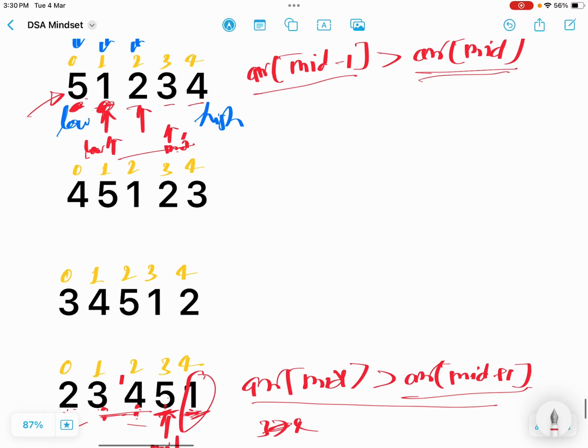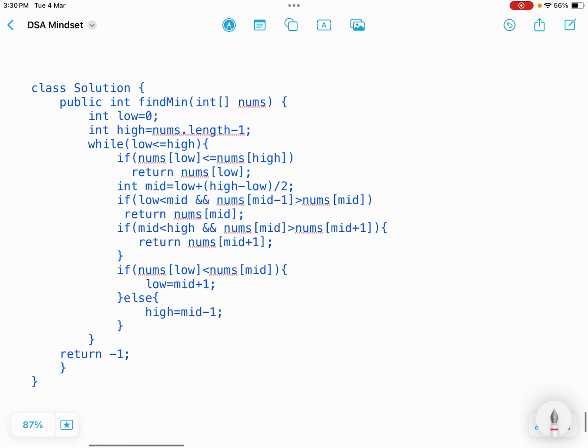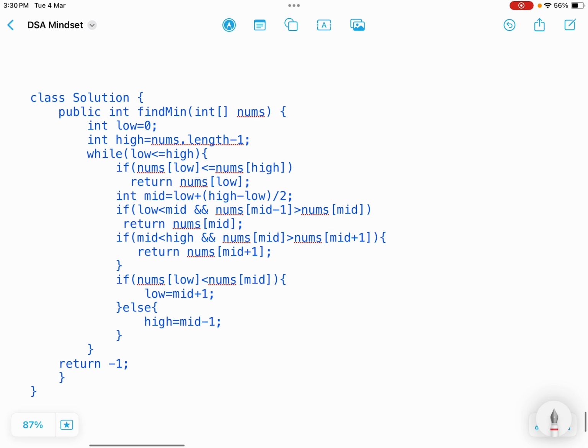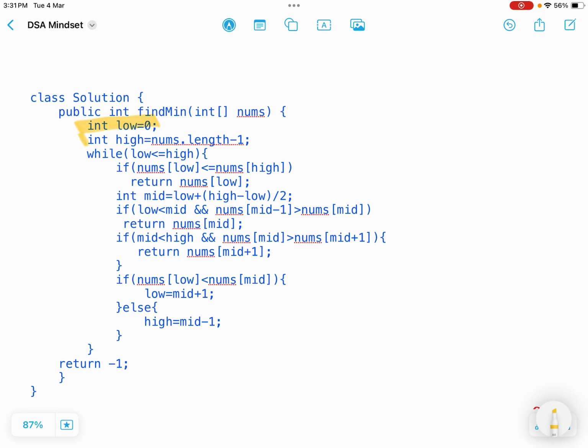Let's try to understand in more detail how things are working. Here is the code for it. If we look at this particular part, here we are saying low, here this is high, and we are comparing them. If low is less than or equal to high, then we just return the low, because this is sorted, a straightforward condition.